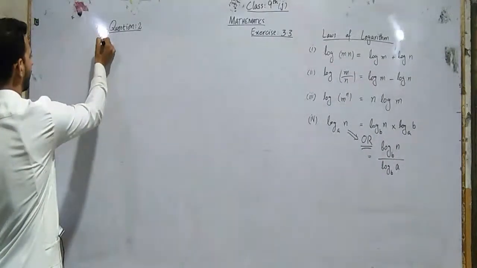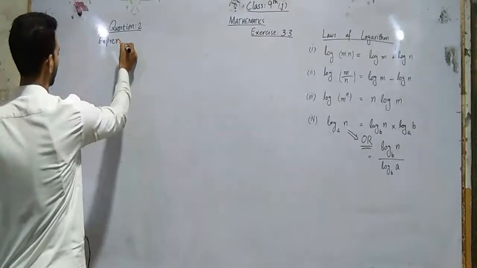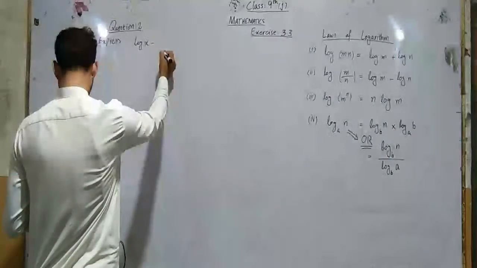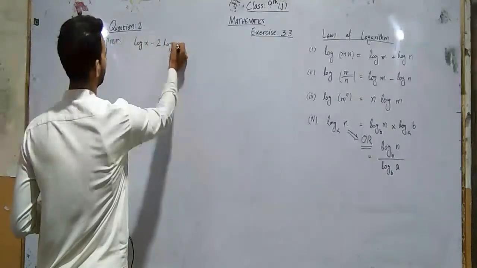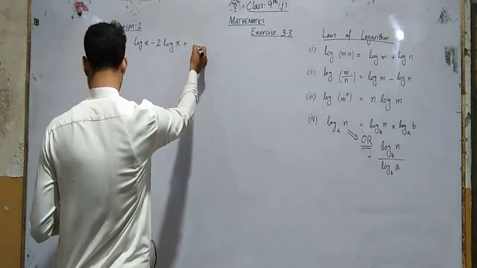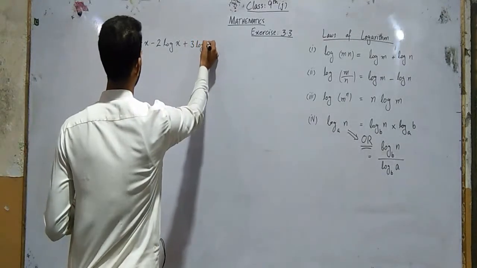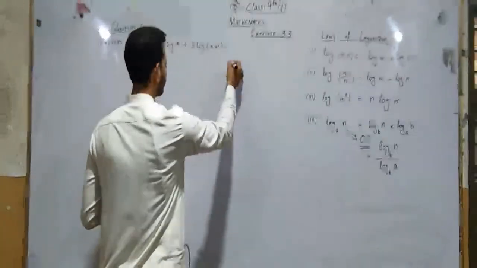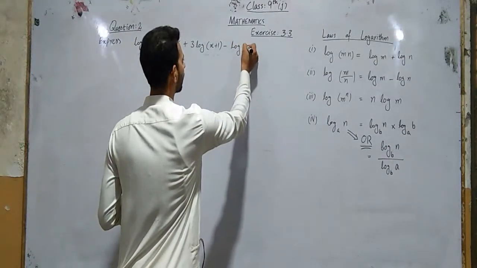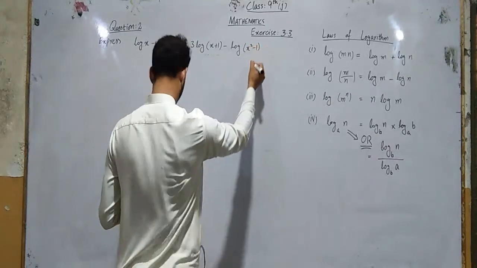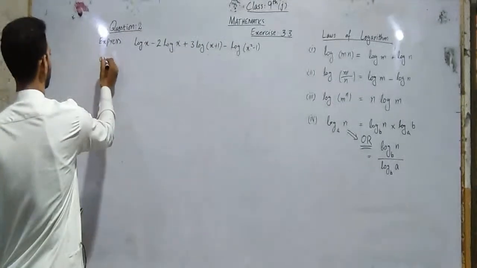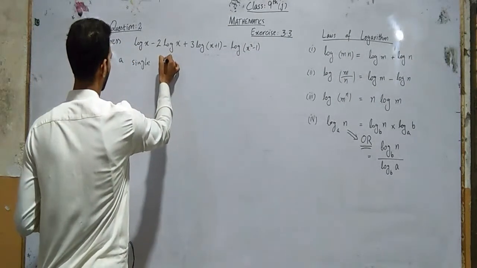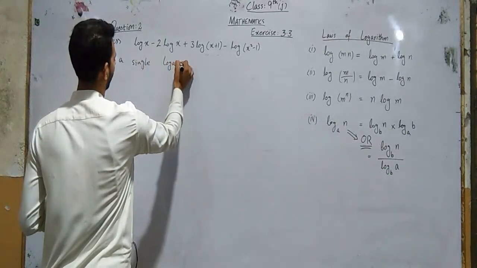The question number 2 is: express log x minus 2 log x plus 3 log x plus 1 minus log x squared minus 1 as a single logarithm.